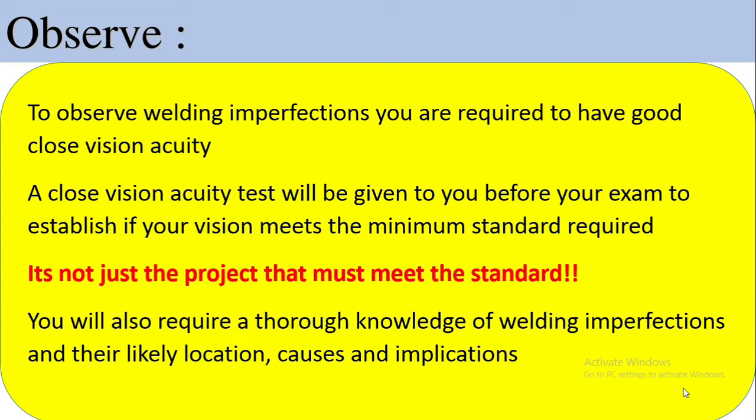You will also require a thorough knowledge of welding imperfections and their likely location, causes, and implications. So you have to know how many types of welding imperfection there are, where they can be located, what the causes are and why they happen, and what the implications are if this defect is there. You should know this before you give the CSWIP 3.1 exam.